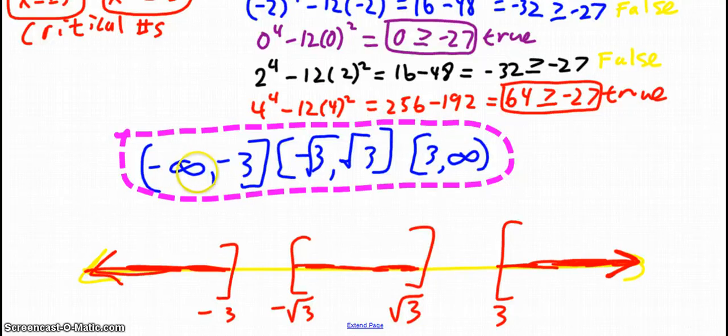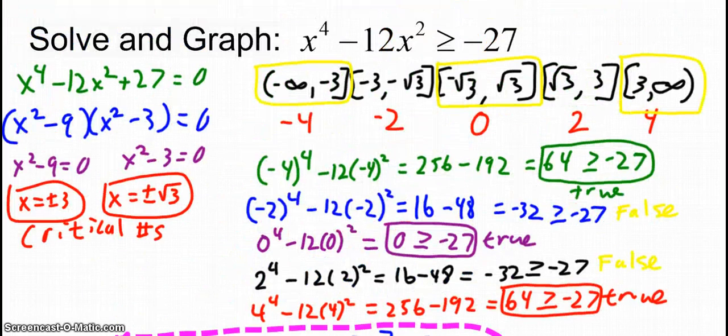Okay, so here we should end up with the solution intervals of negative infinity to negative 3, including the negative 3, so that's a bracket, negative root 3 to root 3, including both of those, so those are both brackets, and 3 to infinity, bracket on the 3. So our graph looks like this. Remember, the graph just really mimics the intervals. Now, how do we come up with that?